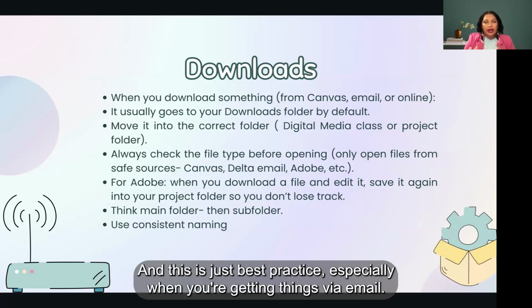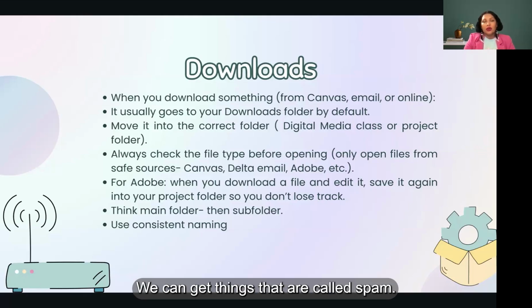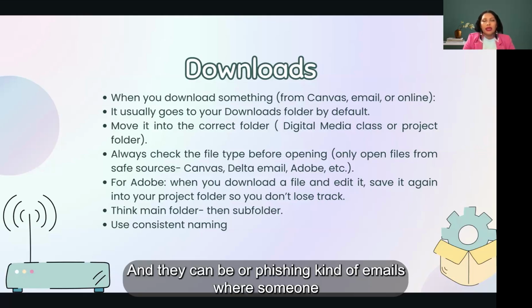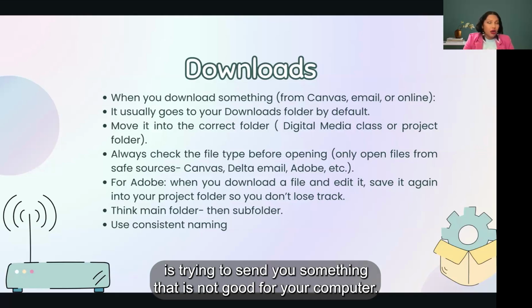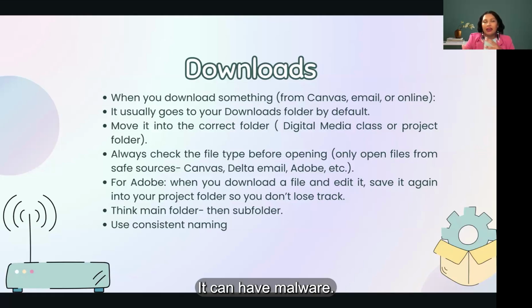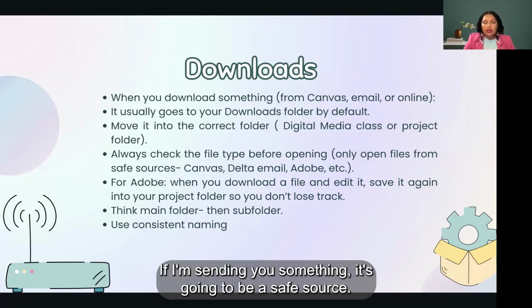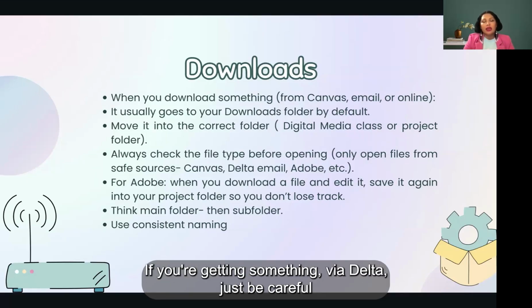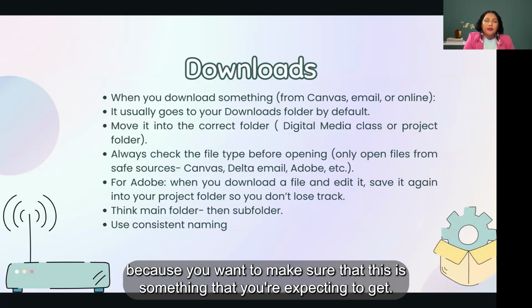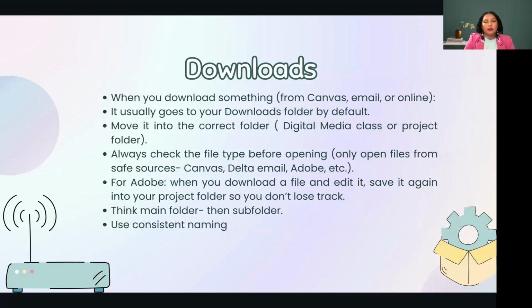And this is just best practice, especially when you're getting things via email. We can get things that are called spam, or phishing emails, where someone is trying to send you something that is not good for your computer. It can have malware. It's just not a good thing. So only open files from safe sources. If I'm sending you something, it's going to be a safe source. If you're getting something via Delta, just be careful, because you want to make sure that this is something that you're expecting to get. So just be mindful of that.